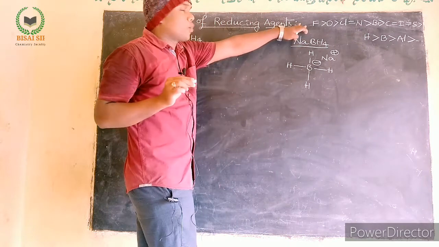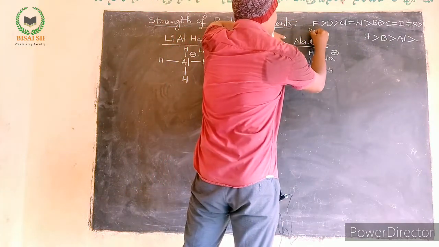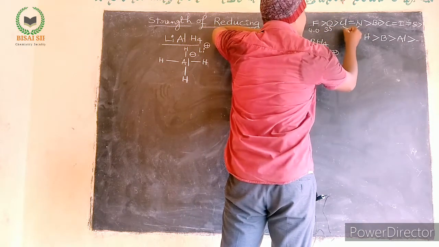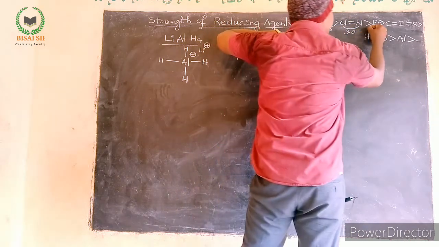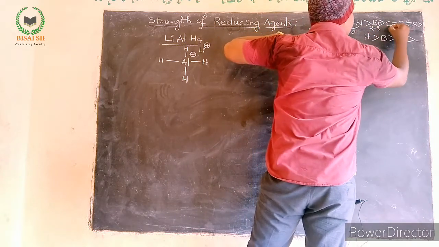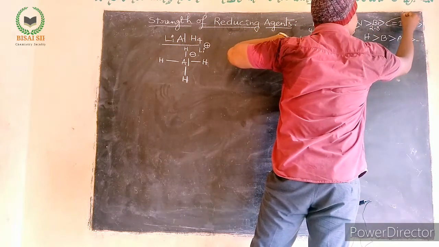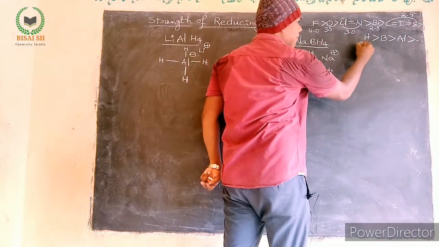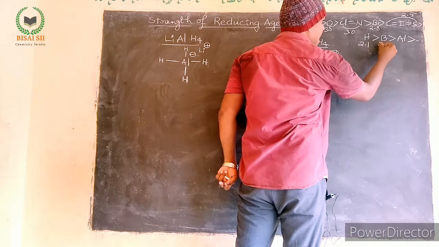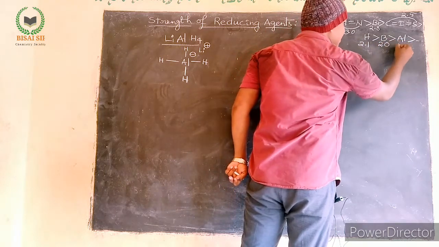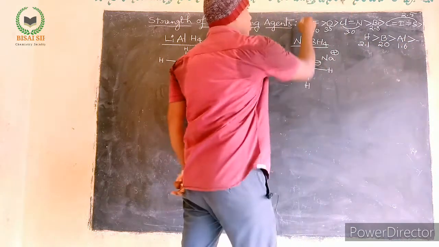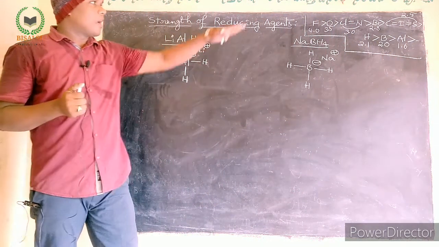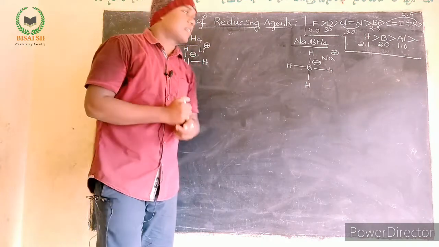We know that the electronegativity of fluorine is 4.0, oxygen has 3.5, and both chlorine and nitrogen have 3.0. Here bromine has 2.8, and these three atoms have 2.5 electronegativity. Hydrogen has 2.1, boron has 2.0, aluminum has 1.6. So this is the order of electronegativity of elements in the periodic table, correct?